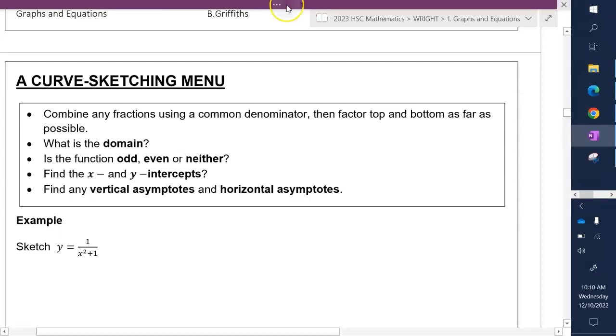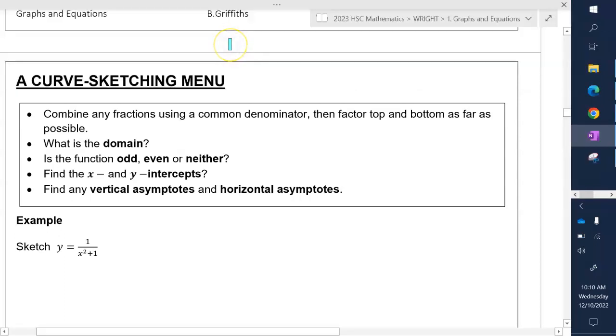So what you can see up there is a list of things, in dot points, that we need to do in order to sketch a graph. So we want to combine any functions using a common denominator and then factor the top and the bottom as far as possible. So we want to neaten up our function so that we can work with it. Figure out what the domain is. So that would let us look at the bottom line of the fraction, if there is one, to see what we can't do, because we can't divide by 0.